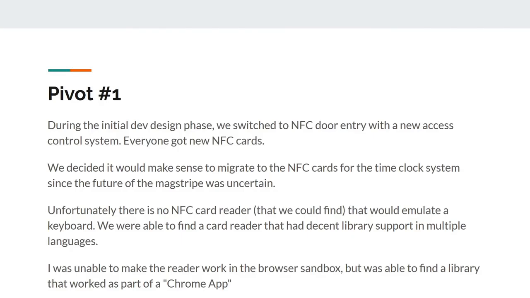So while all of this was going on, we were trying to figure out the design of the application and decide on hardware. Our security group was implementing a new door access system, and they were switching away from the Magstripe reader to a new system called Gallagher, which uses NFC. And everybody was going to get a new ID card with the NFC chip in it. And we decided that would be a good opportunity to explore using NFC for the time clocks as well.